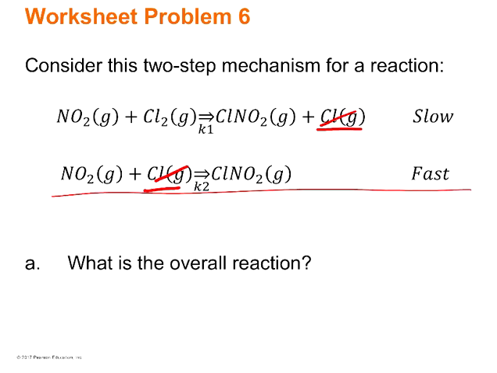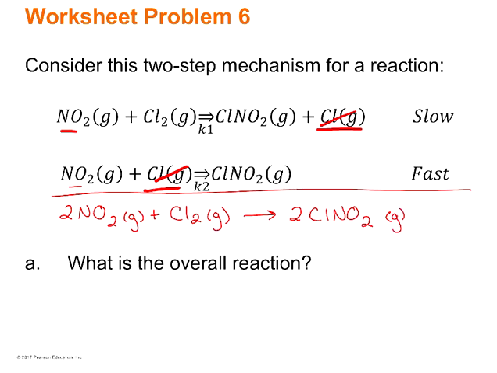So we have two NO2 molecules on the left-hand side, and then we have one Cl2 molecule on the left-hand side. And then on the right-hand side, we have two ClNO2. So again, we're just essentially adding those two together. Oh, and I forgot my state of matter. Okay, so that's our overall reaction. So 2NO2 reacts with Cl2 to produce 2ClNO2.